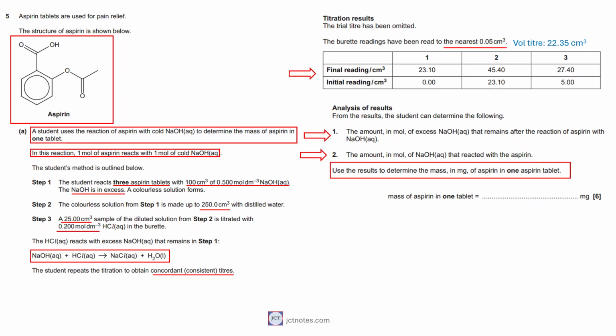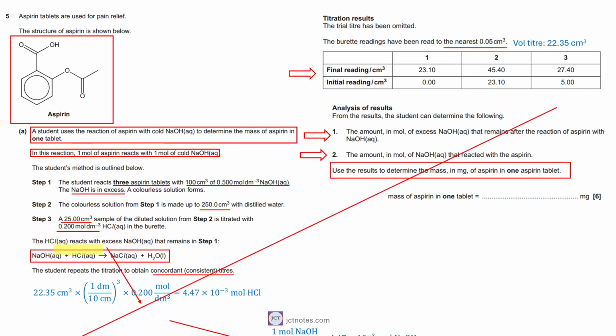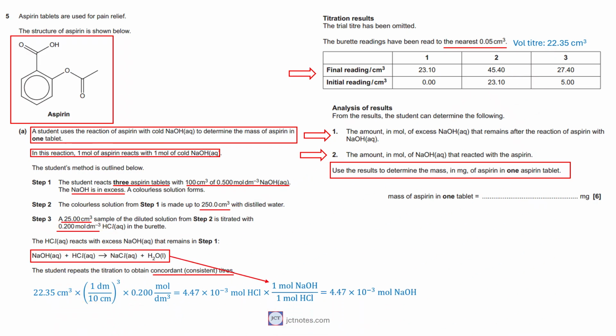Since the concentration of hydrochloric acid is 0.2 moles per cubic decimeter, we convert the volume of 22.35 cubic centimeters into cubic decimeters and multiply this by the concentration to find the amount of hydrochloric acid used. This gives 4.47 by 10 to the power of -3 moles. Because hydrochloric acid and sodium hydroxide react in a 1:1 molar ratio, the amount of sodium hydroxide neutralized is also 4.47 by 10 to the power of -3 moles.